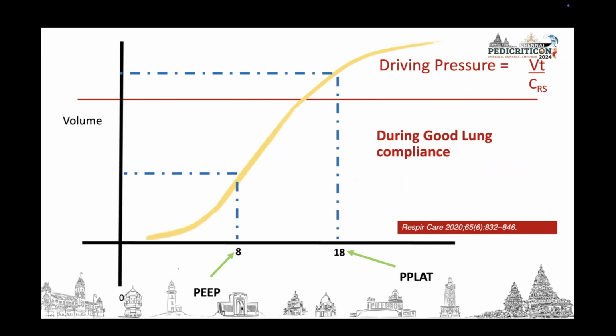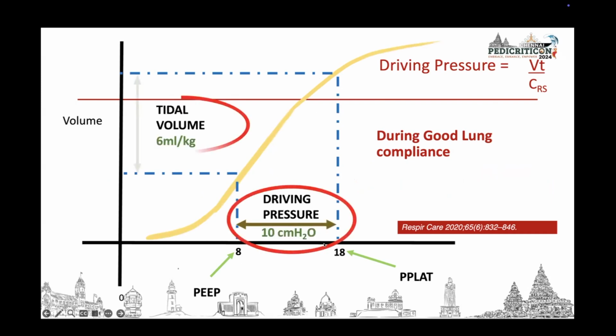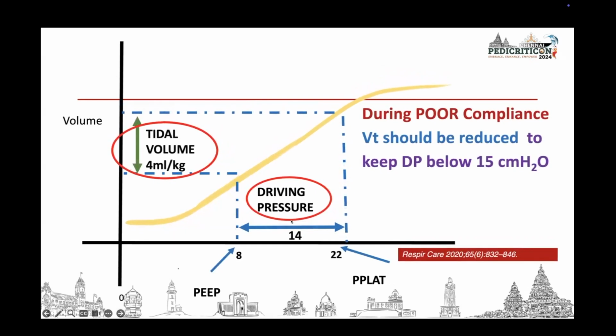For example, if you are ventilating in a good lung compliance at a PEEP of 8, relative pressure of 18, with a driving pressure of 10 and a tidal volume of 6 ml per kg, and when the lung compliance is poor, you want to keep a driving pressure less than 15, you will have to reduce the tidal volume from 6 ml to 4 ml per kg.